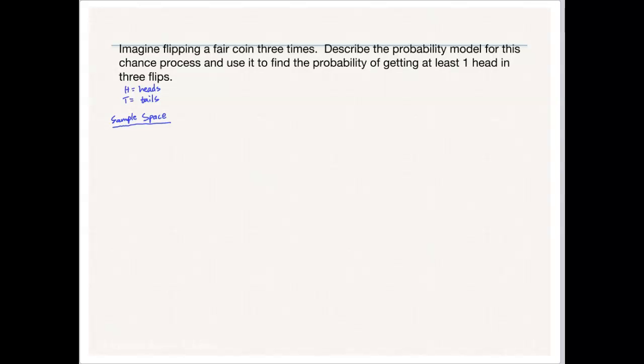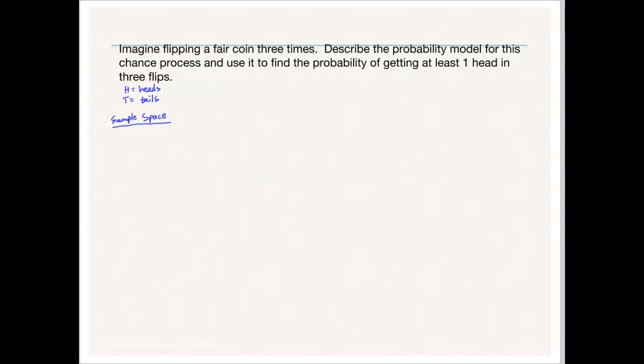So I flip a fair coin 3 times. In the chat, or if you want to unmute yourself, if you're feeling brave, give me one possible outcome using my notation. I flip a coin 3 times. What's one thing that could happen? Heads, tails, tails. Exactly. And that's all we're looking for. So that's one outcome in our sample space, right? Heads, tails, tails.